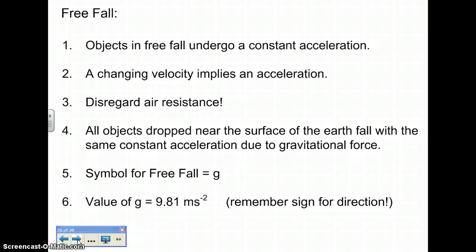Okay, so free fall. Objects in free fall undergo a constant acceleration. A changing velocity implies an acceleration. We're going to disregard air resistance for now. We will be talking about it though.